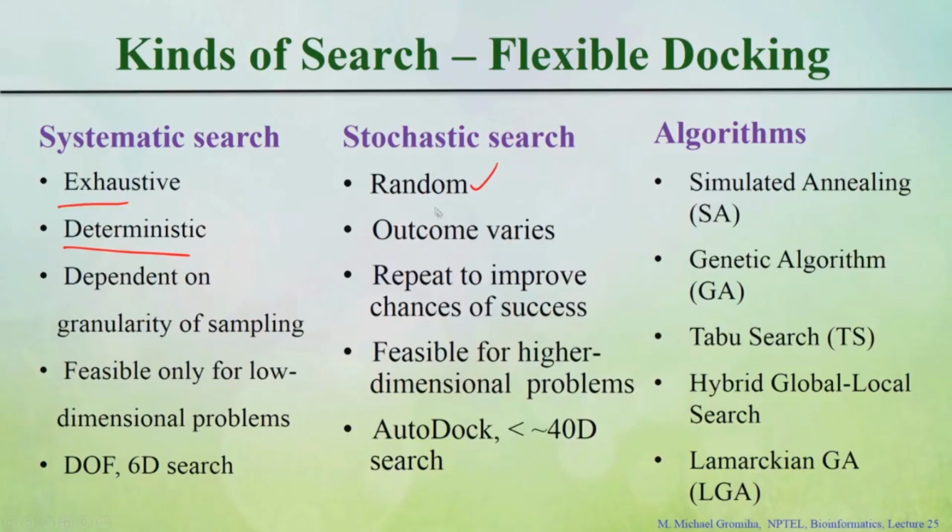So, this will repeat to improve the chance of success, you can change again. The systematic approach is feasible only at low dimension, but the stochastic approach can go to higher dimensions, for example AutoDock is about a 40-dimension search. Various algorithms have been proposed to do the sampling for stochastic search: simulated annealing, genetic algorithm, tabu search, hybrid global-local search, Lamarckian GA algorithm, and so on.